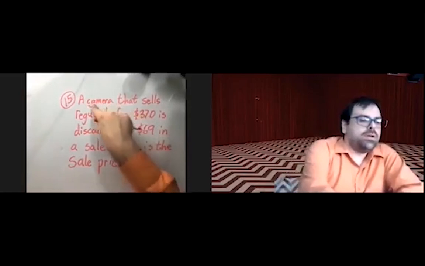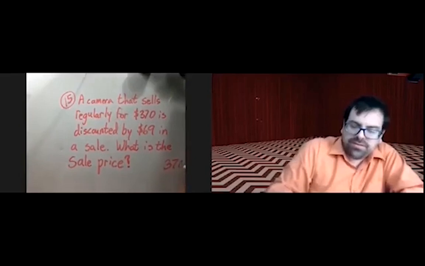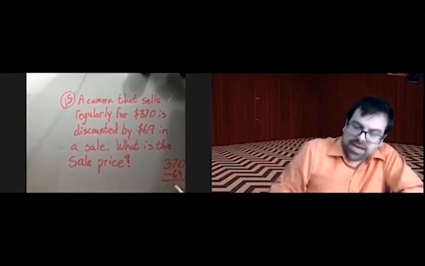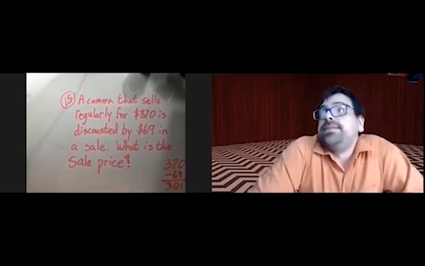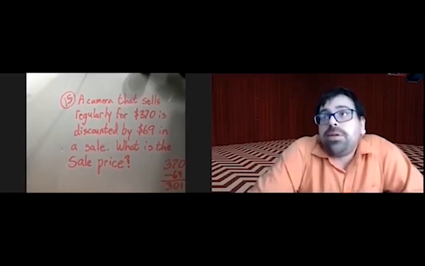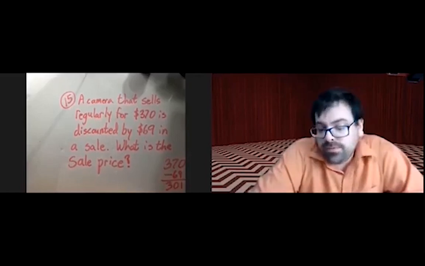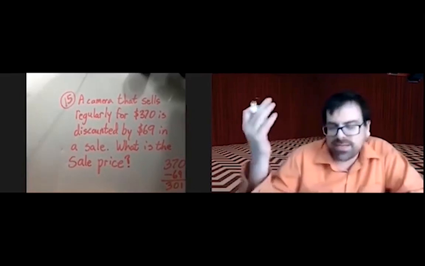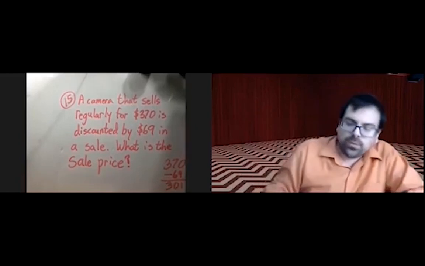A camera that sells regularly for $370 is discounted by $69. 301 is the sale price. And you probably did that in your head because you're a shopper. You shop. And you know that 70 minus 69 is 1. So $69 off, 370, 301. What's the work? It's a subtraction problem.